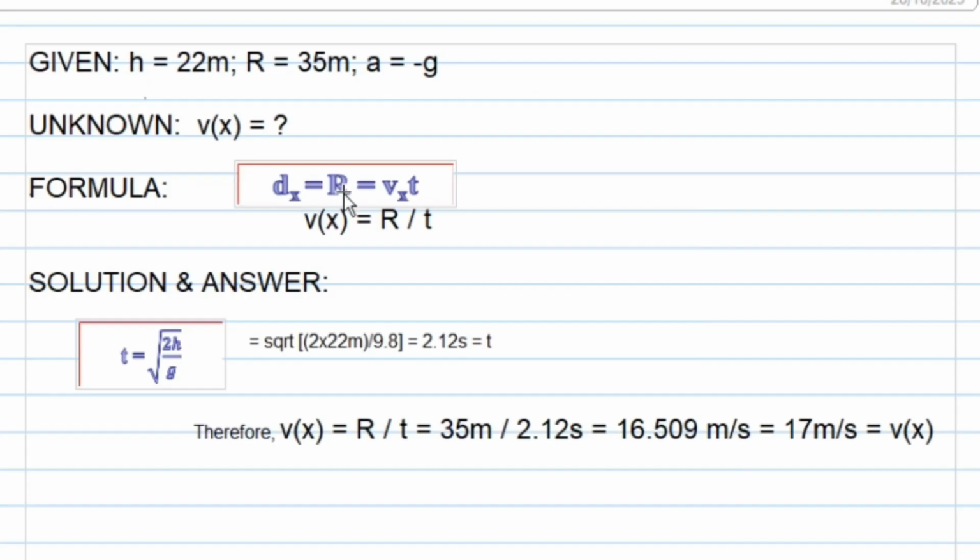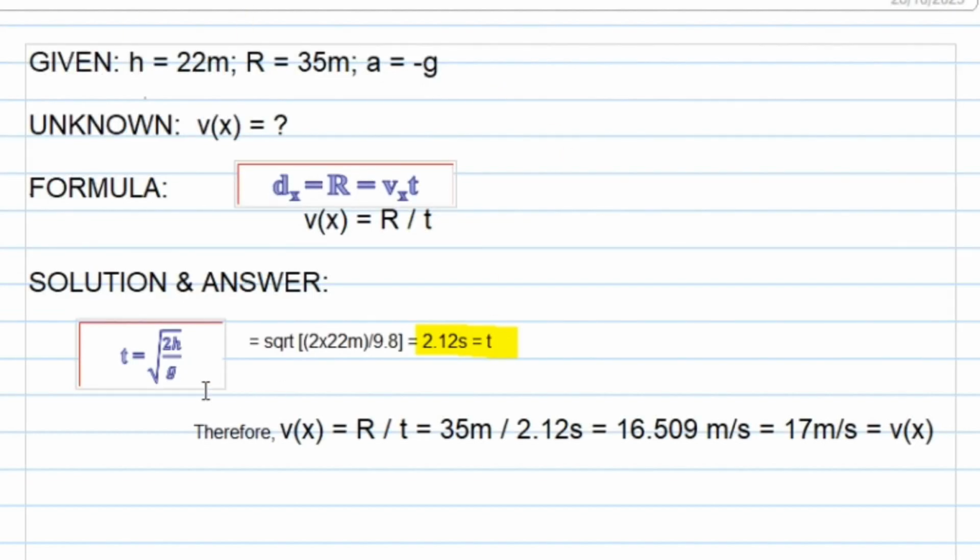Alright, so we have the range is equal to Vx times T. From there, we can solve for Vx and that is equal to R divided by T. Tama? Kaya lang wala din tayo time. So, in our solution and answer, we will have to compute for time first using the formula T is equal to square root of 2h over g. So, getting the value, we have the computed value for time is 2.12 seconds. Or pwede rin 2.1. Depende sa pag-round off mo.